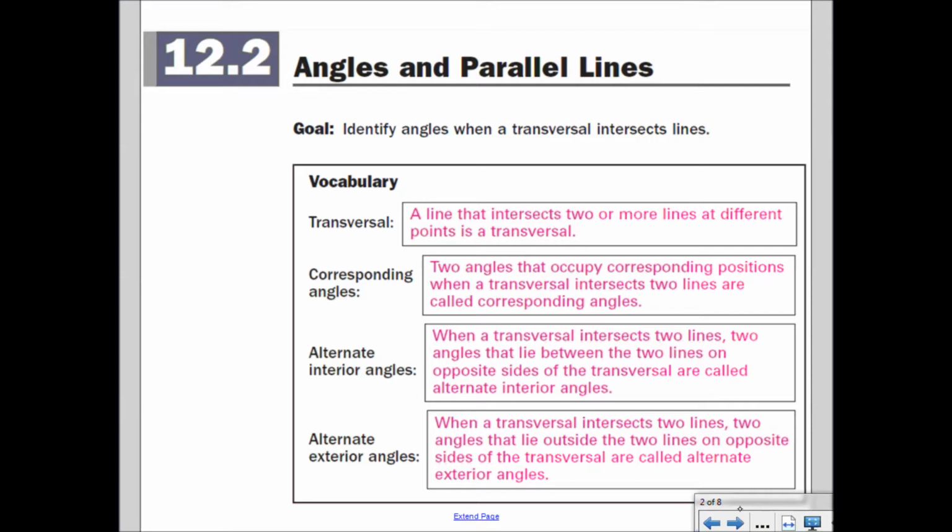Alternate exterior angles: when a transversal intersects two lines, two angles that lie outside the two lines on opposite sides of the transversal are called alternate exterior angles, because they are on the outside of our two lines.